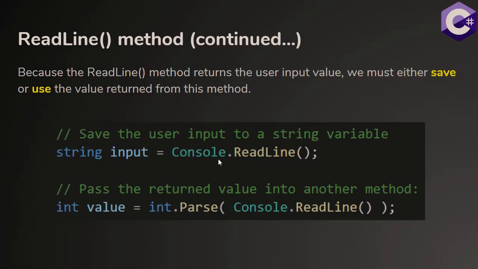So this is saving it, or we can directly use that result by passing it into another method or an expression. On this line, I'm calling Console.ReadLine. The user types some characters. Those characters are passed back into the Parse method, which will try to convert those characters into a number, which will then be saved into this integer variable. And now I can use the integer value later in my program.